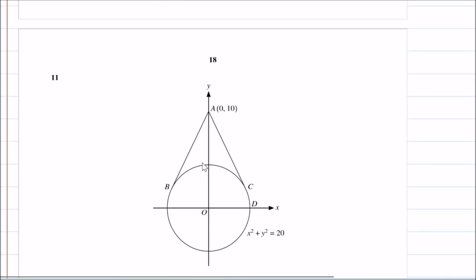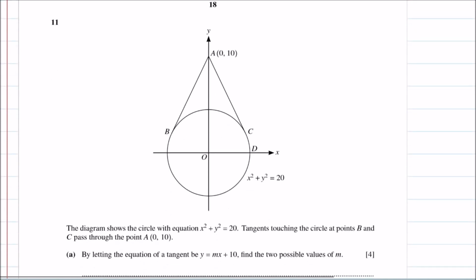Now the last question of the paper. Here in this question, it says the diagram shows the circle with equation x square plus y square equal to 20. Tangents touching the circle at points B and C pass through the point A, coordinates (0, 10) given. By letting the equation of a tangent be y equal to mx plus 10, find the two possible values of m.